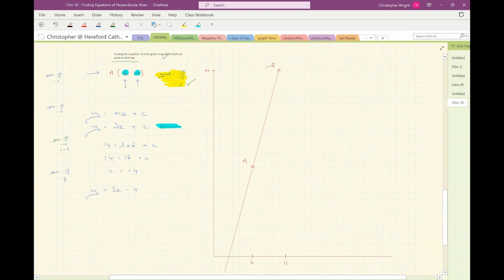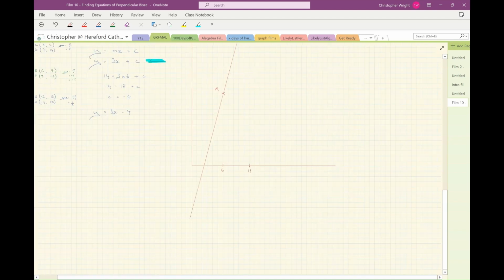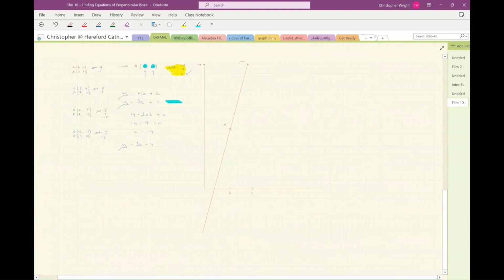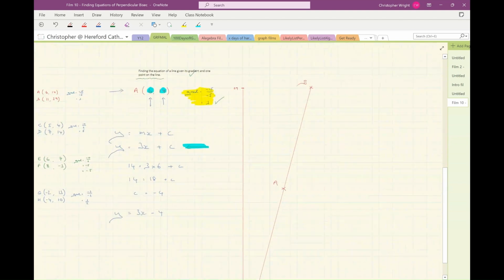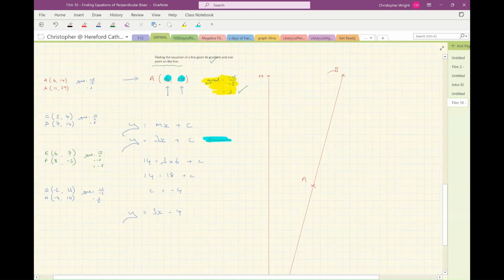And yes, if you did it the really awkward way and extrapolated to find your y-intercept, you would have found that the y-intercept was minus 4. But I would urge you to convert to finding the equation of a line given its gradient and one point of the line, convert to doing it in this way. Right, let's have a look at another example. Let me just delete all this.